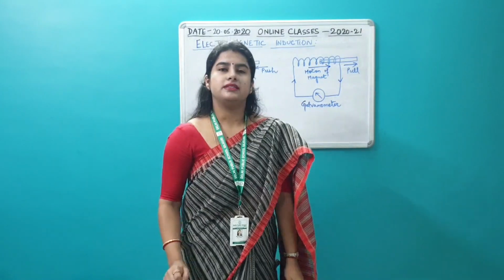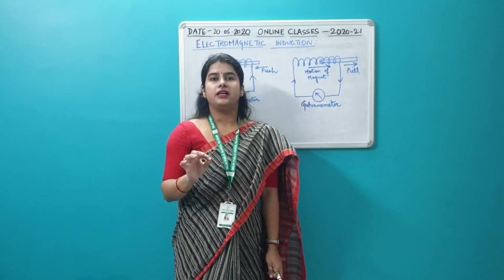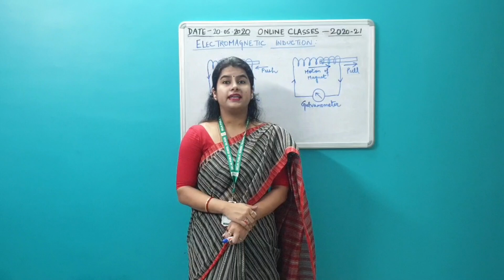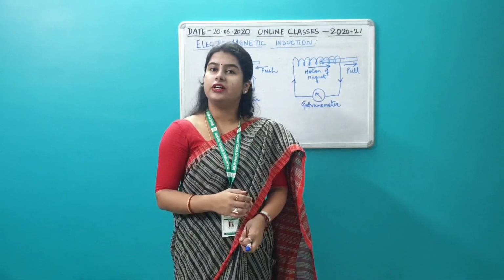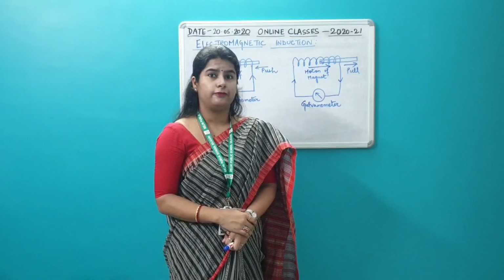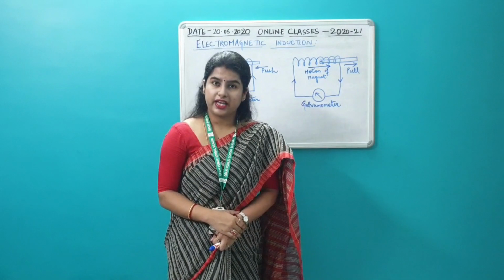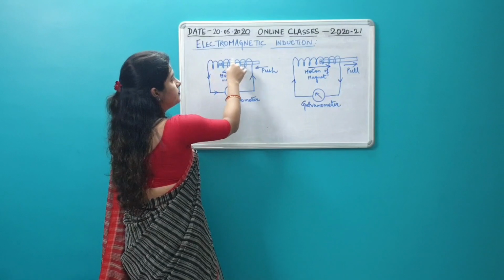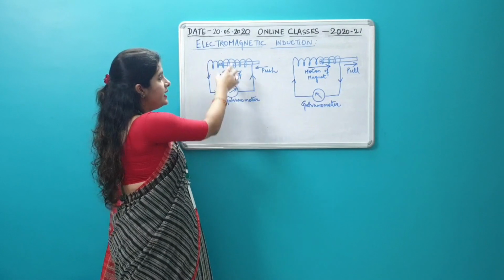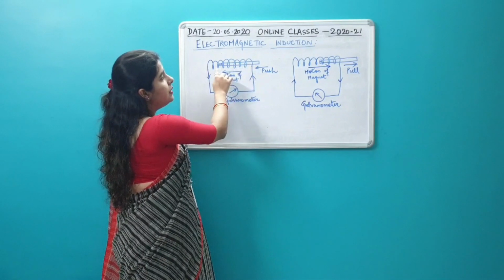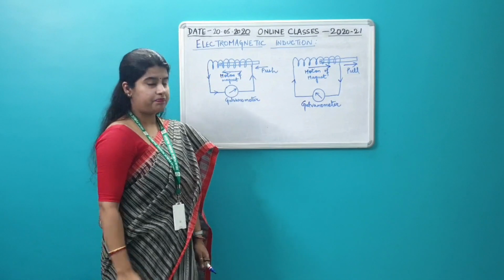Okay, so this experiment was first done by an English physicist, Michael Faraday. I think many of you have heard his name, Michael Faraday. So let us see, what did he observe? He had taken a coil of wire, attached it with a galvanometer, and there was a bar magnet he had taken.